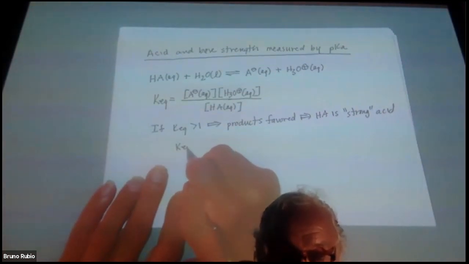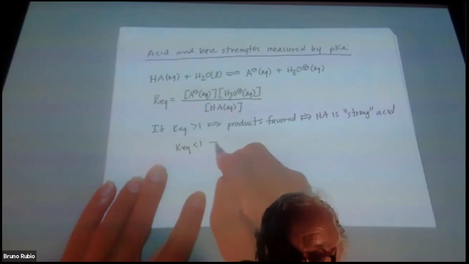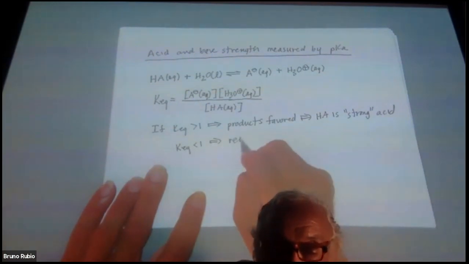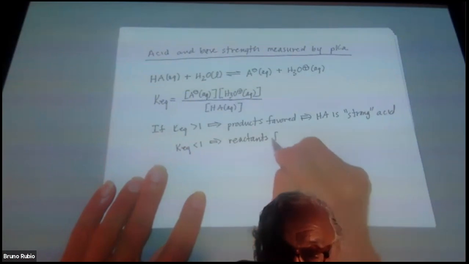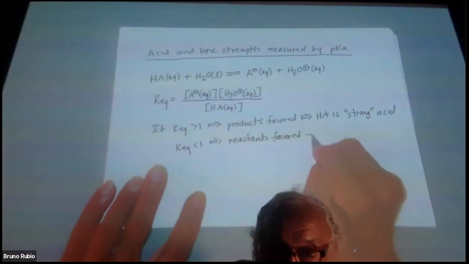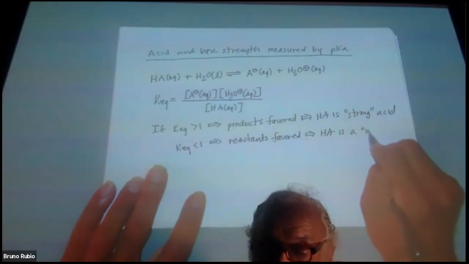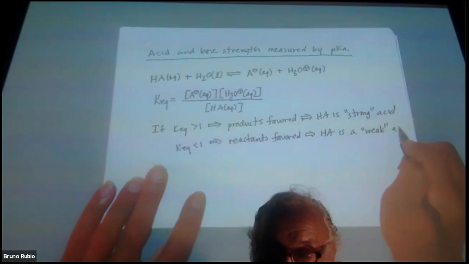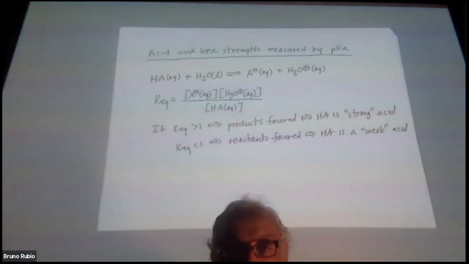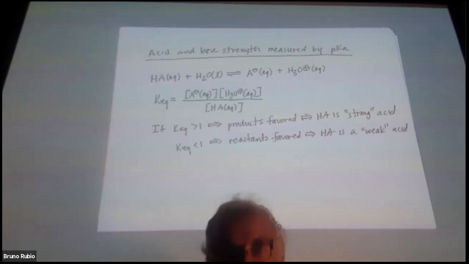Conversely, if the equilibrium constant is less than 1, then reactants are favored. And we will say that HA is a weak acid. If the equilibrium constant is less than 1, HA doesn't want to give up the proton. Products are not favored. HA would rather hold on to that proton, and so that will make it a weak acid.